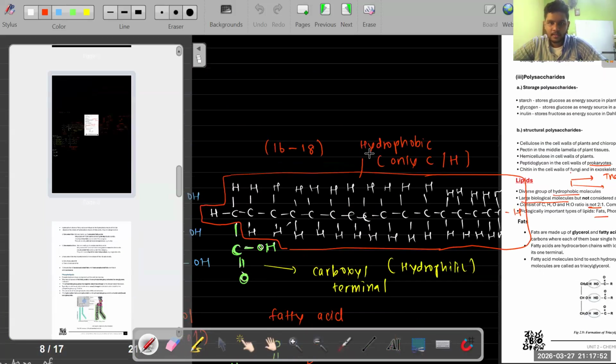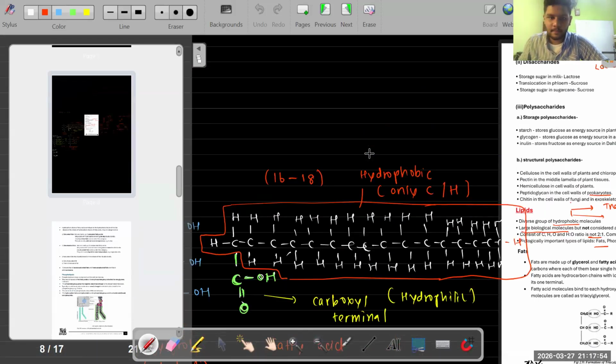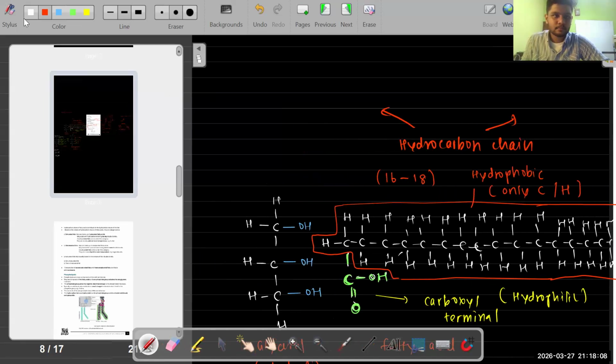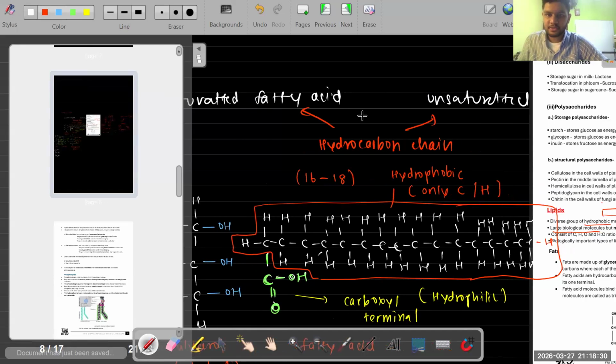Now see. This is called the hydrocarbon chain. So they are classified into two, right? What are they? First one, saturated fatty acid. Right? Now this is fatty acid, right? Saturated fatty acid, unsaturated fatty acid. Now I'll explain what this is. Saturated and unsaturated.